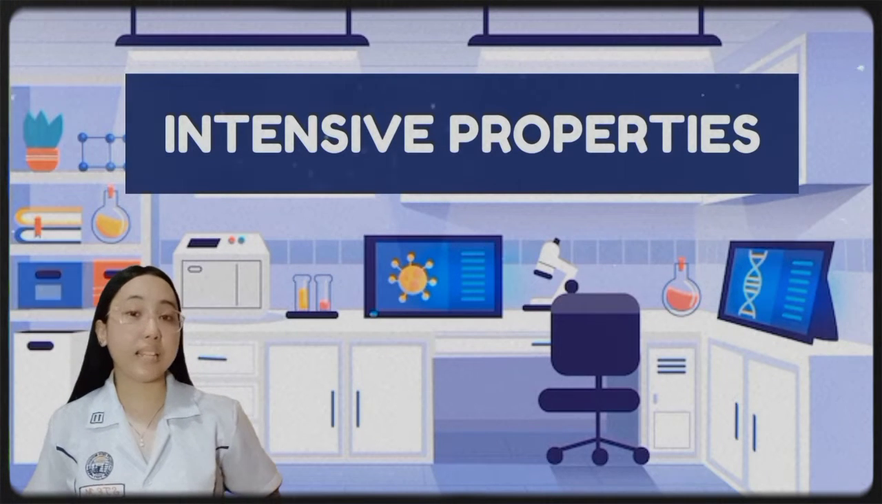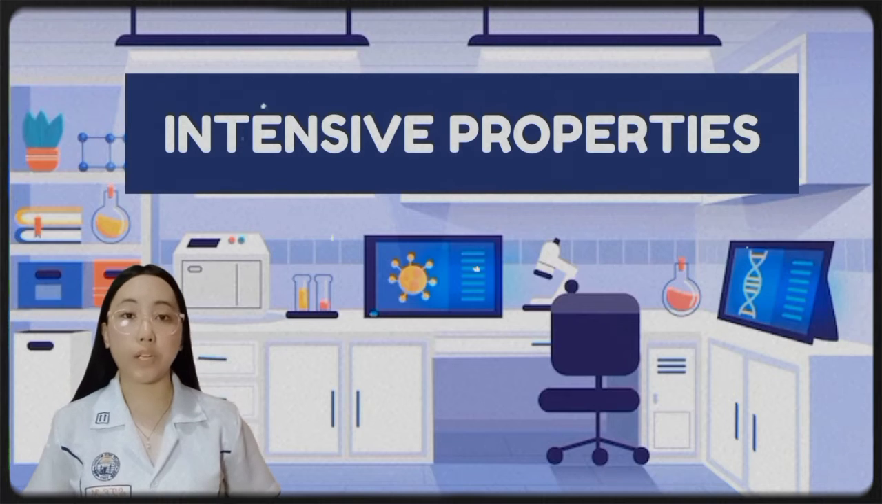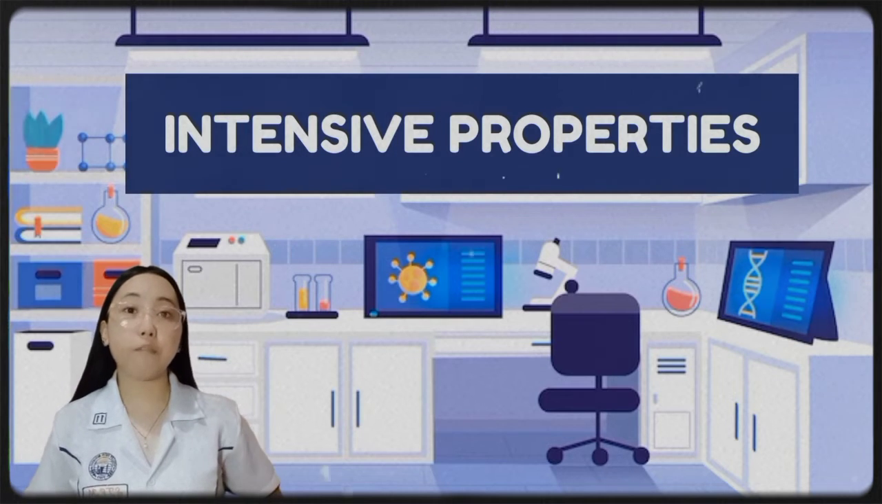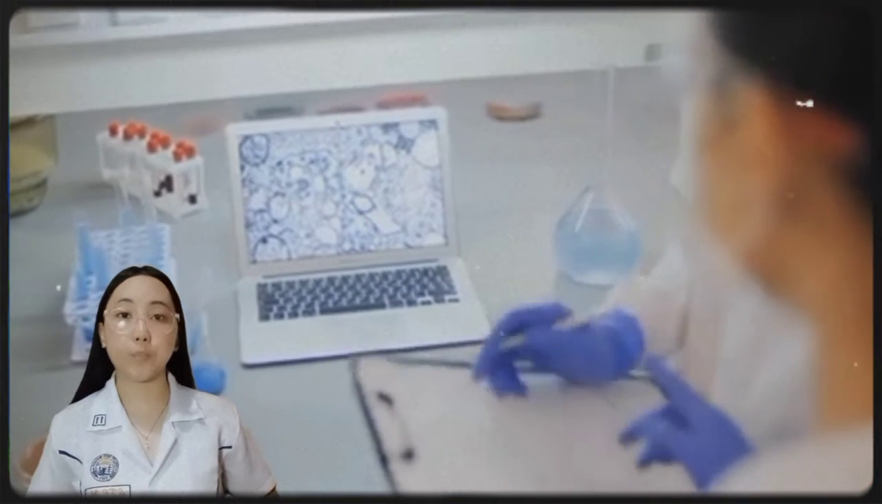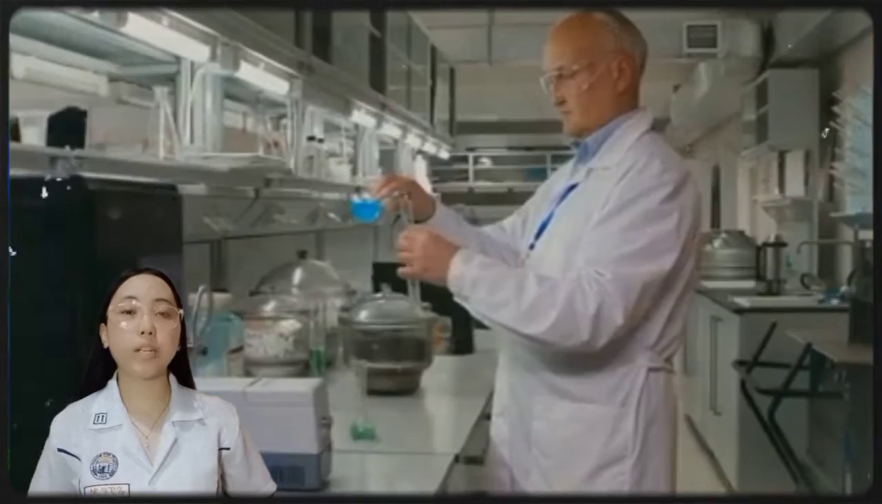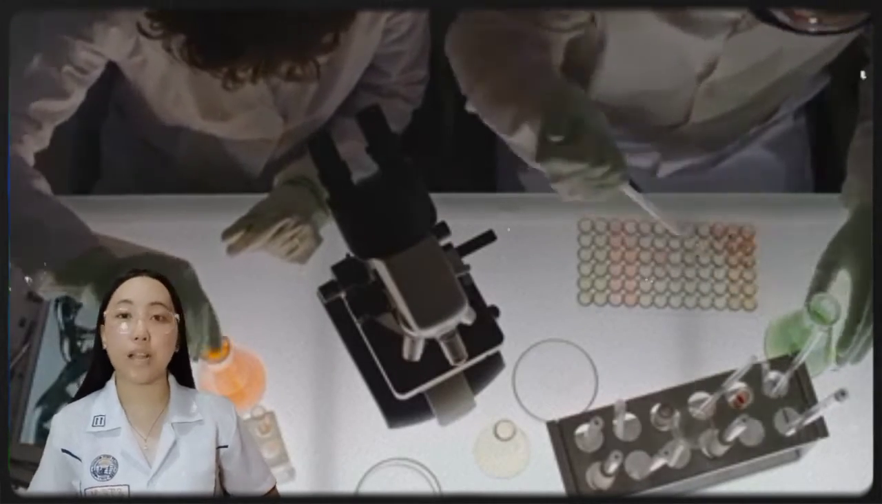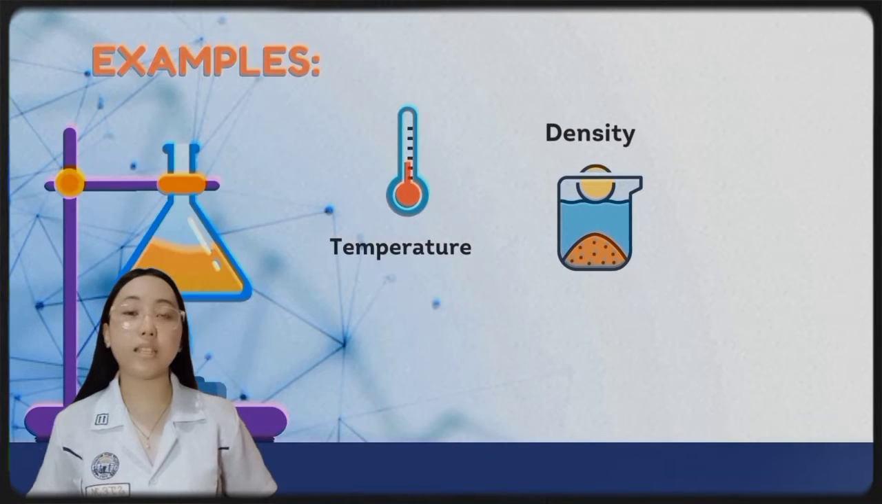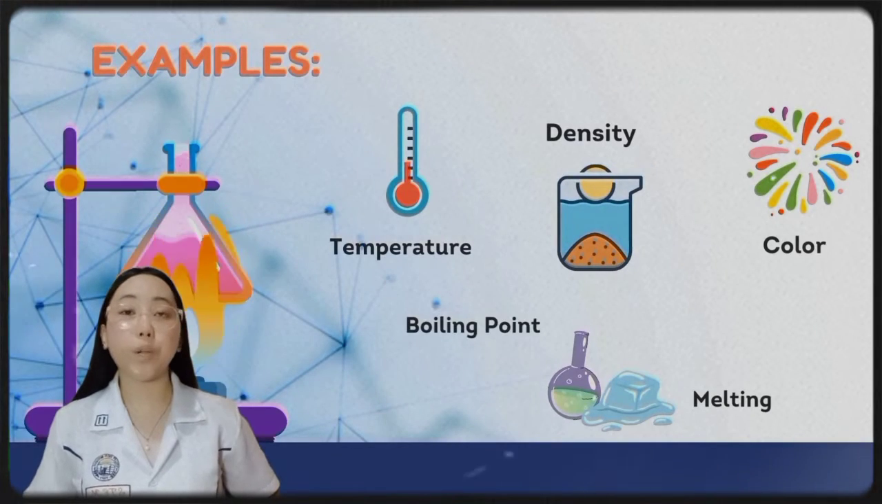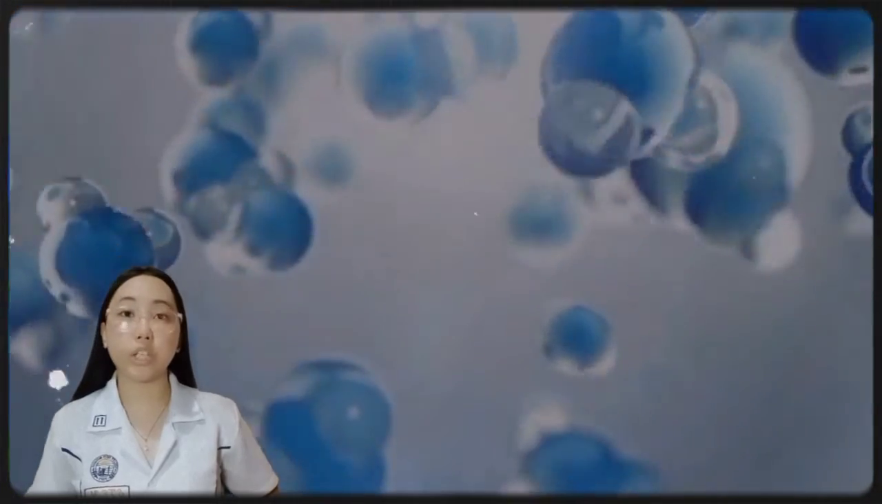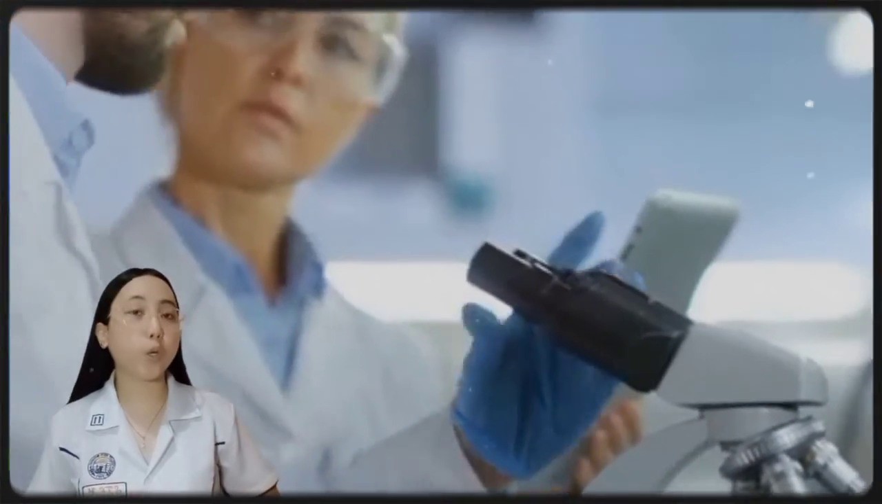Well, intensive properties are bulk properties, which means they do not depend on the amount of matter that is present. These physical properties are used for sample identification because they are the same under different conditions and for all sample sizes. Temperature, density, color, melting and boiling point, etc. are examples of intensive properties as they will not change with the change in size or quantity of matter.